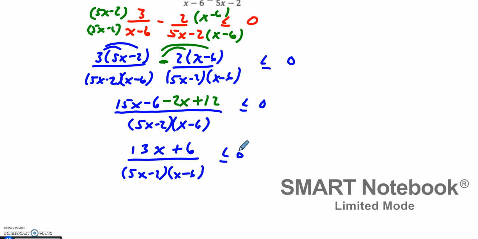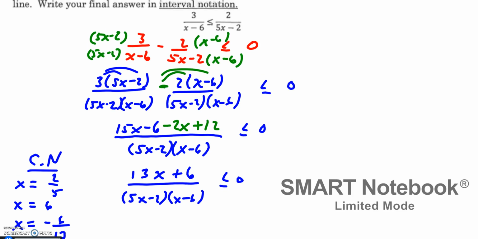Now, again, on the last test, what I noticed was that a lot of students knew that these two numbers down here were critical numbers, but forgot to include the critical number from the numerator. So over here, I'm going to write down the three critical numbers. x equals 2/5 if I set that equal to 0, x equals 6 if I set this piece equal to 0, and if I set 13x plus 6 equal to 0, I will get negative 6/13 for my third critical number. And yes, they are all necessary to find your intervals.